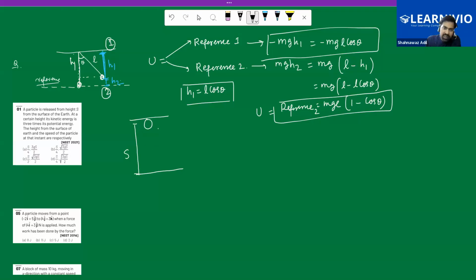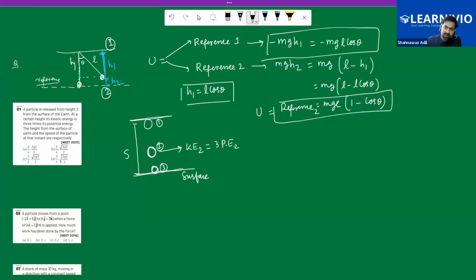right? And let's say this is the point at which, at a certain height, its kinetic energy becomes 3 times the potential energy. Let's say this is the first point, this is the second point, and this is the third point, right? From height s from the surface of the earth. So this is the surface of the earth, and this is some height from the surface of the earth. And now this is the final third point. At this point, kinetic energy is 3 times the potential energy.